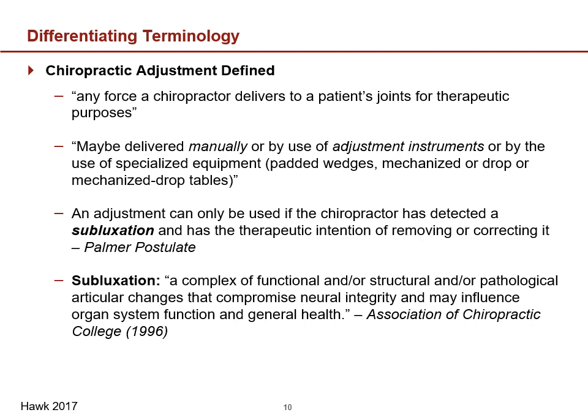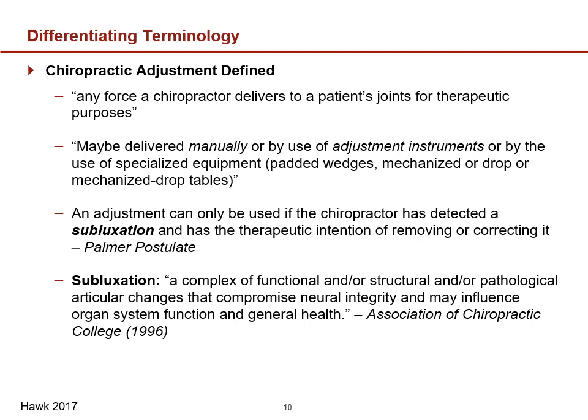And the subluxation is defined as a complex of functional and/or structural and/or pathological articular changes that compromise the neural integrity of the system and may influence an organ system's function and general health. And thus, if we're utilizing the strict definition and the historic traditional definition when it comes to an adjustment, well, if an adjustment fixes a subluxation, then a subluxation has to otherwise be present. Presumably, traditionally, subluxations only occur in the spine, thus an adjustment is applied to the spine.